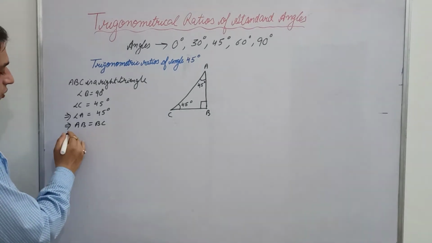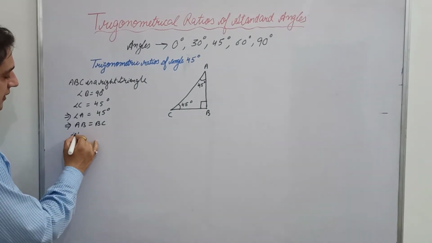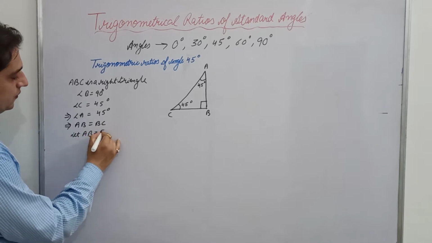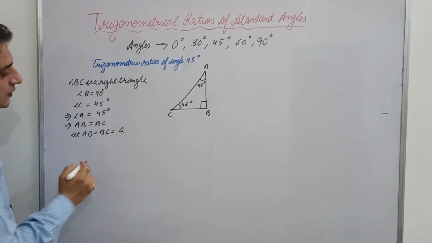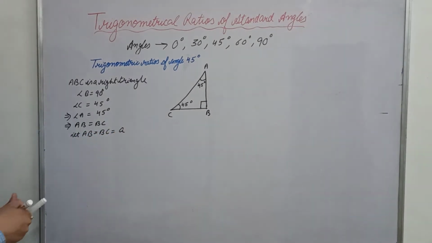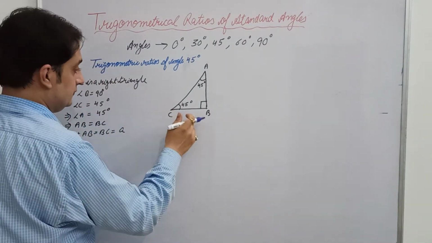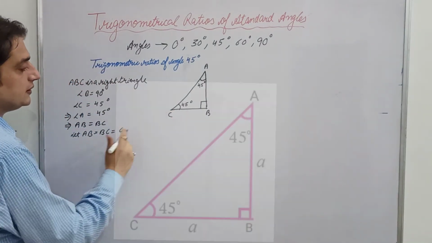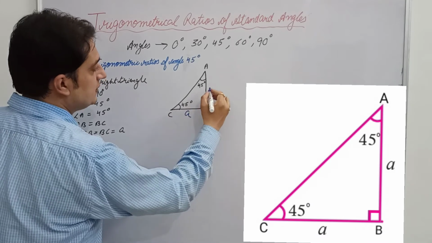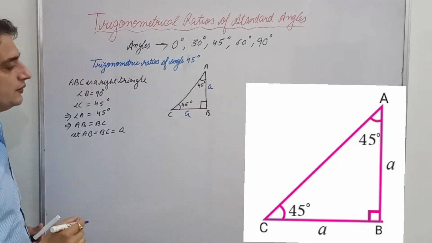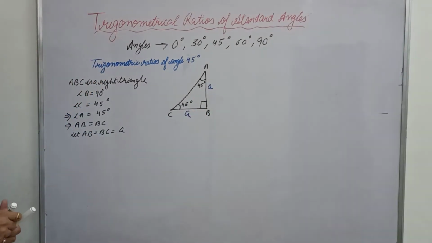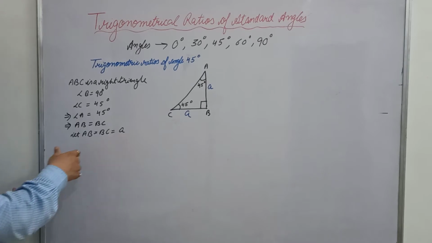So these two sides are equal. Let these two sides, AB and BC, be equal. This is the side BC, this is the side AB. Both these sides are equal, and the lengths of these two sides are also equal, right? So this side length is A.